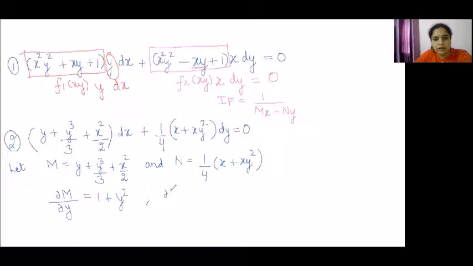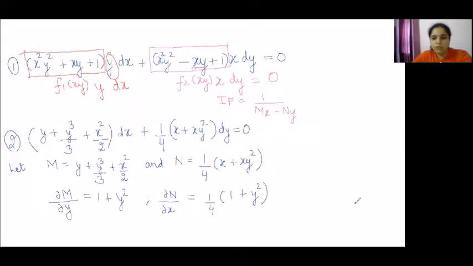And del n by del x will be 1 by 4, 1 plus y square. Now see, we have the partial derivatives with us.